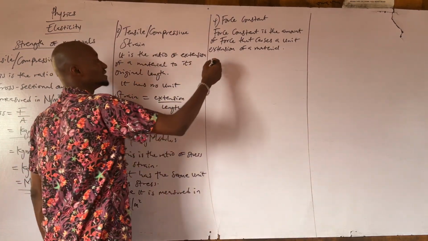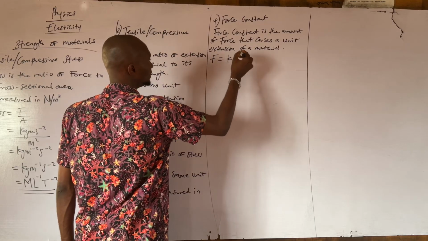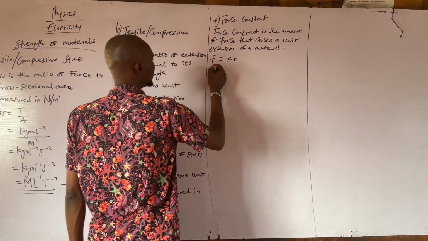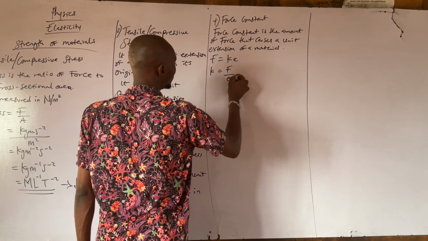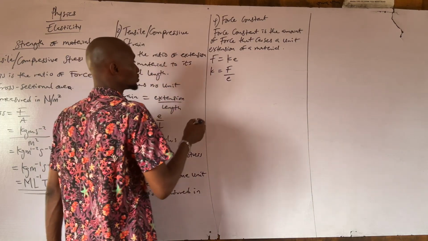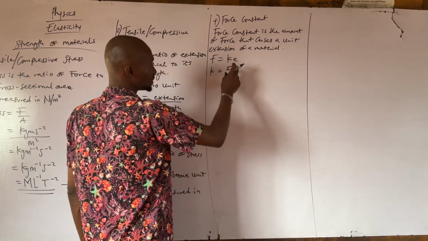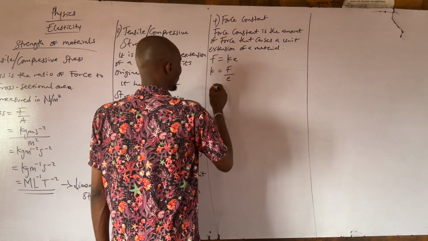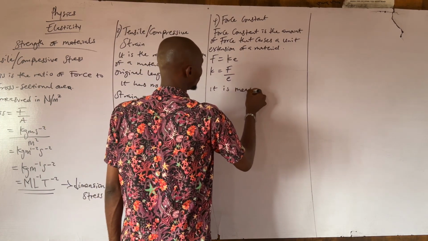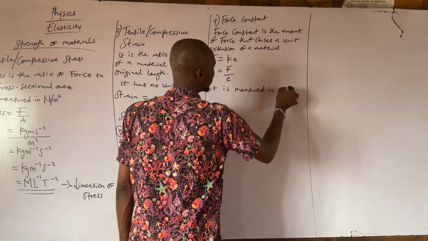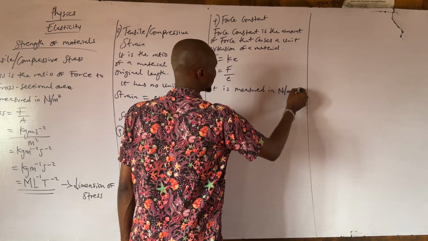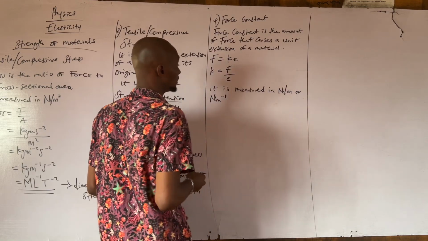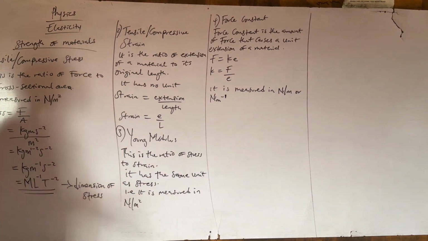Now the formula is F is equals to KE. F is equals to what? KE. That is K is equals to F over E. Do you understand now? So if you are to find the unit now, this is force per meter. It is measured in Newton per meter or Newton meter raised to minus 1. That is for force constant.